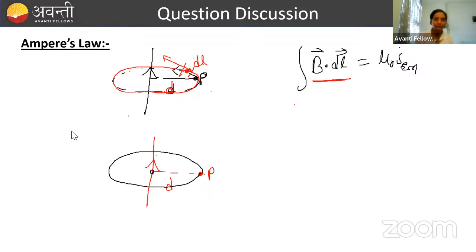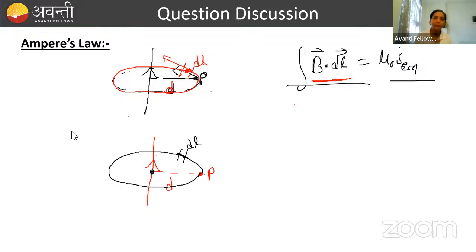So this is the circle, this is the center. The center will lie on the wire itself, right? So this is done. Now we have chosen the Ampere loop. Now we need to calculate B dot dl. I'm taking any length dl here, okay? Any length dl here. So this is dl.